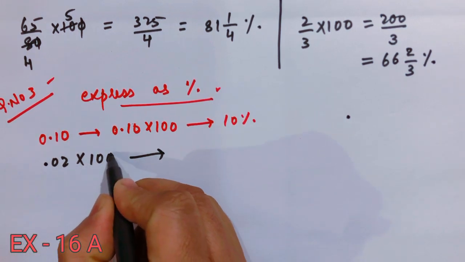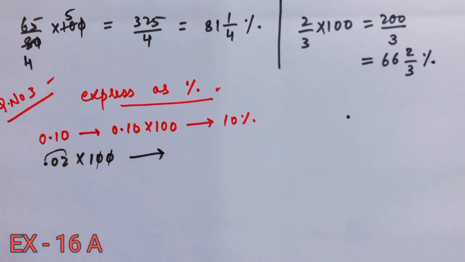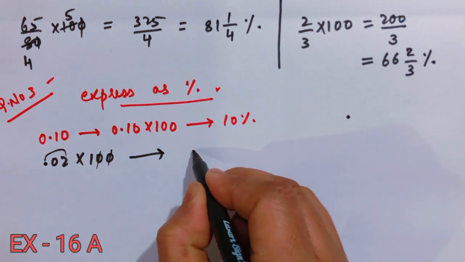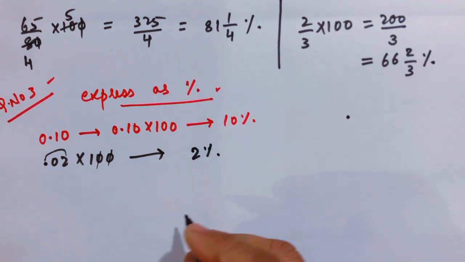2 0 गया and the decimal will move 2 places towards your right hand side, is equal to how much? 0.2, or you can say 2%.